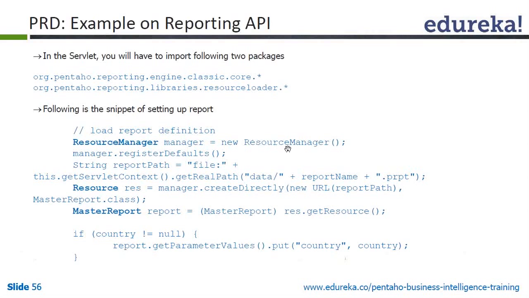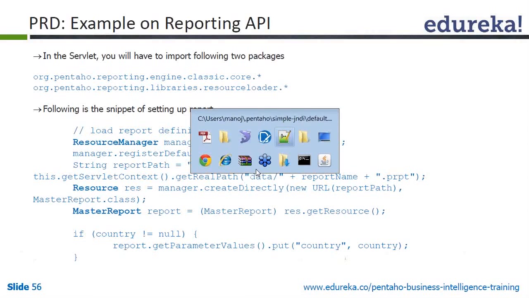So you just instantiate a report resource manager, and once instantiated, you need to register defaults. So whatever the default settings are, they will be instantiated with that manager. Then you need to configure the report file. The report file is nothing but a PRPT file.